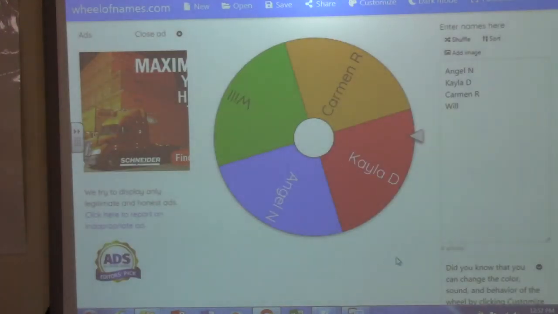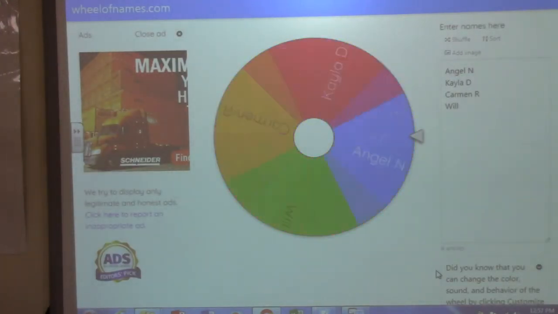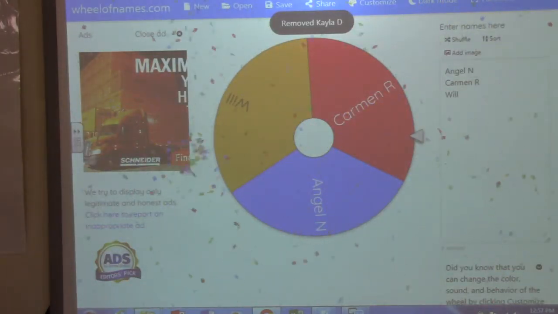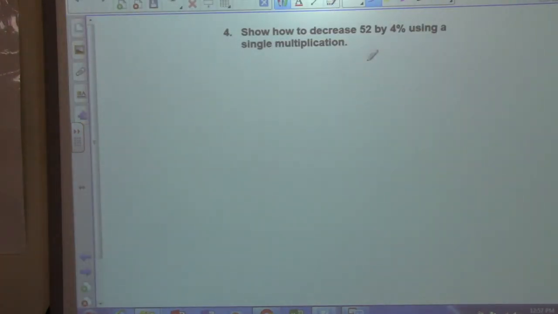We've got 4 people left. It's going to be Kayla, number 4. I'll do it for you. 51.9792. We're not giving the answer, we're showing the equation that we have to use. I'll do it for her. I got you, it's 52 times 1.04. No, that'd be adding. It'd be 52 times 0.96. That's what I said.